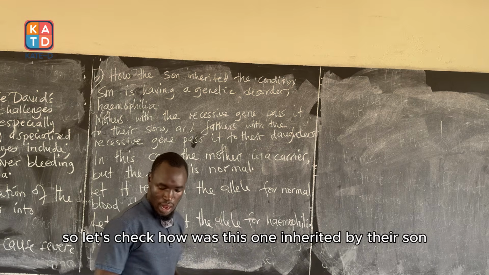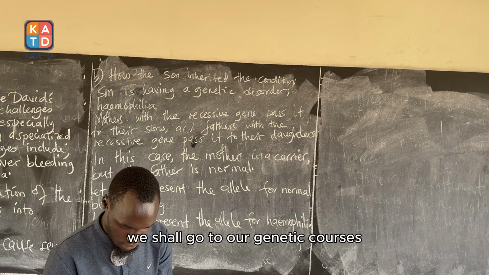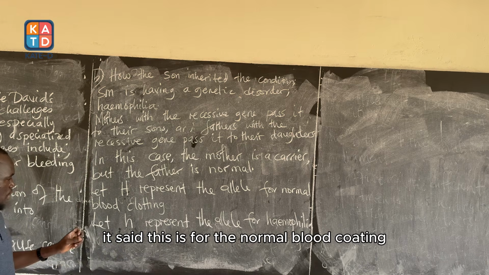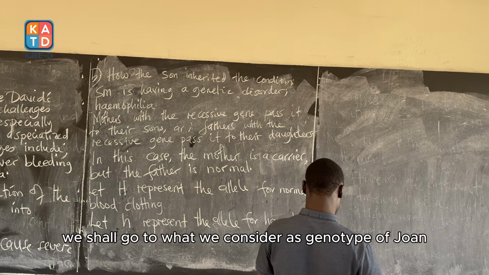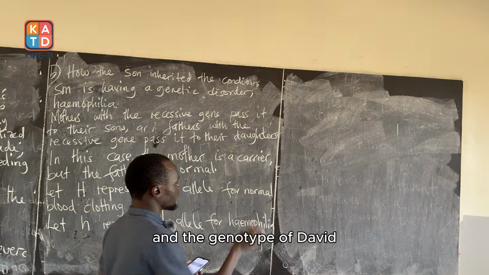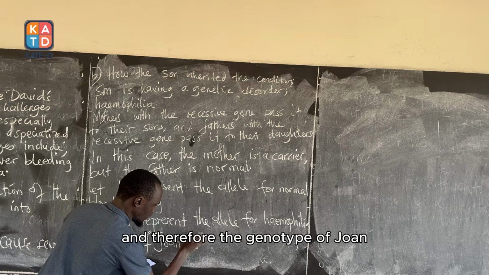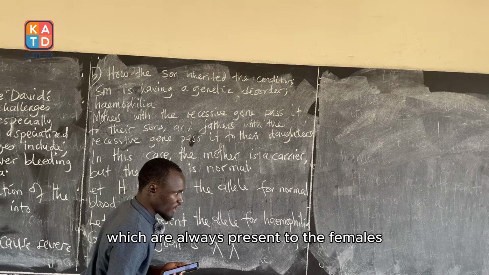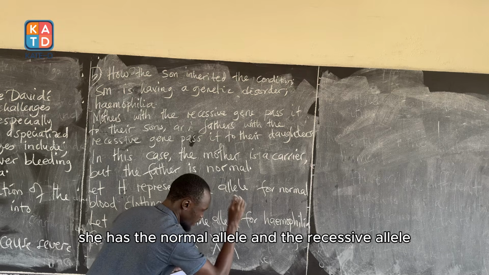So let's check how this one was inherited by their son. We shall go to our genetic process. We have already said this is for the normal blood clotting, this is for the hemophilia. Now we shall go to the genotype of Joan and the genotype of David. Of Joan, we said Joan is a carrier, and therefore the genotype of Joan will simply be our X chromosomes, which are always present in the females. We said she's a carrier, she has the normal allele and the recessive allele.